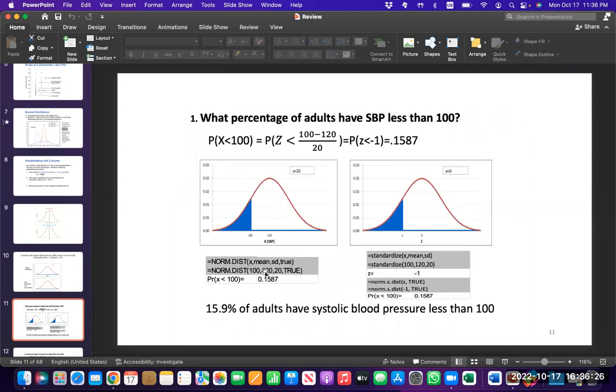This exercise can essentially be done by using the NORM.DIST function as you have done in your exercises. So you enter the respective value. As the x of interest, you have 100. You enter next a mean of 120, the standard deviation of 20, and cumulative as true, that essentially will calculate everything less than 100 as being the region of interest.